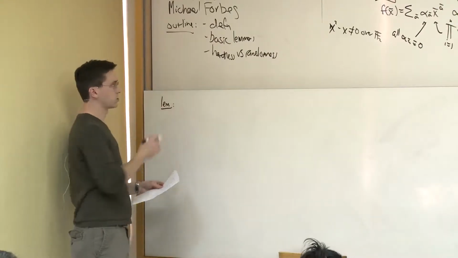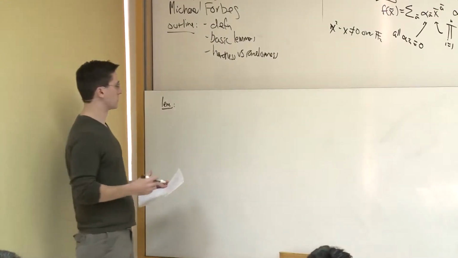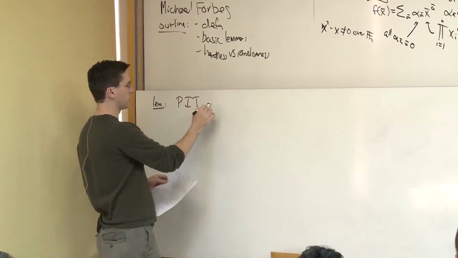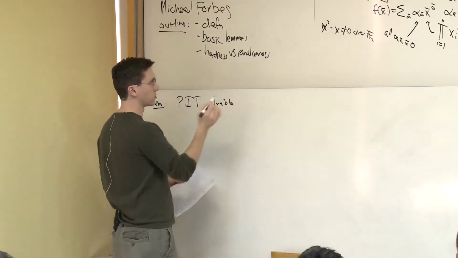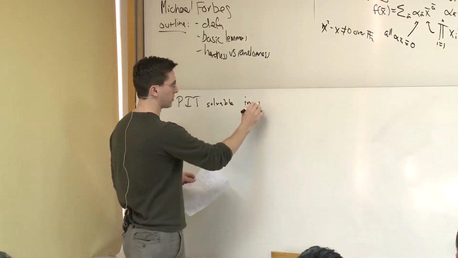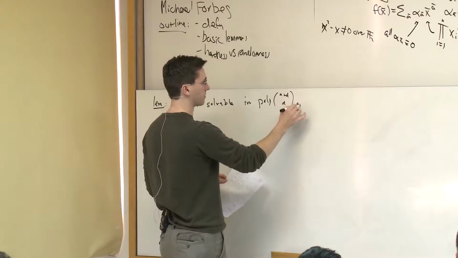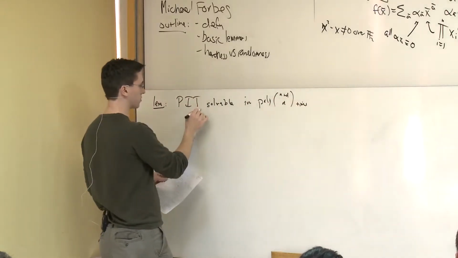And so let's see a lemma which encapsulates this issue of succinctness. This is the first thing: PIT is solvable. What's the most naive thing? It's going to be in time polynomial in n plus d choose d. And this is going to be deterministically solvable.